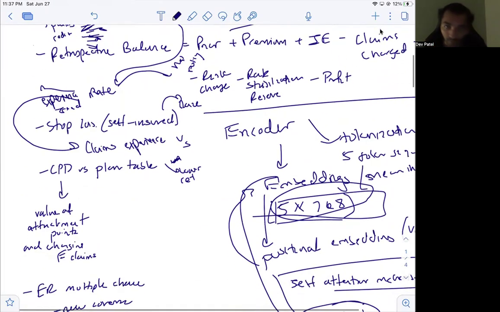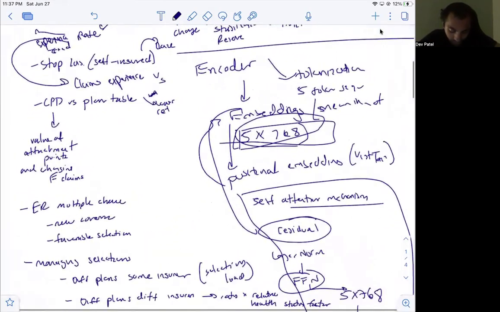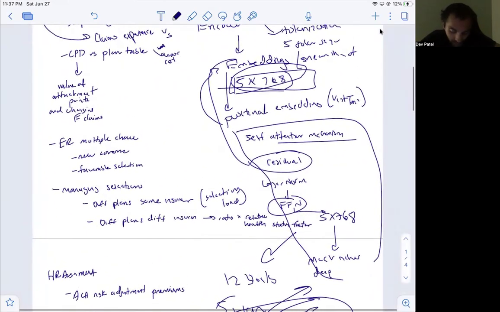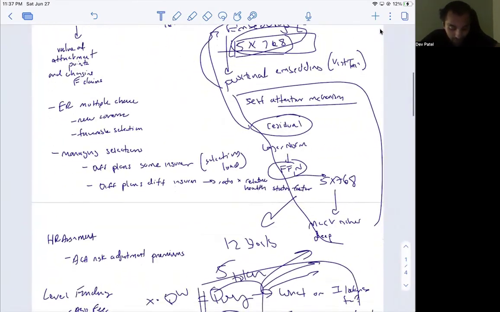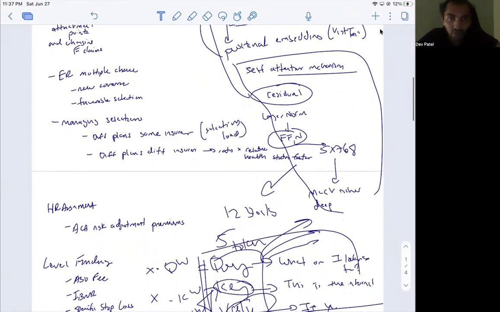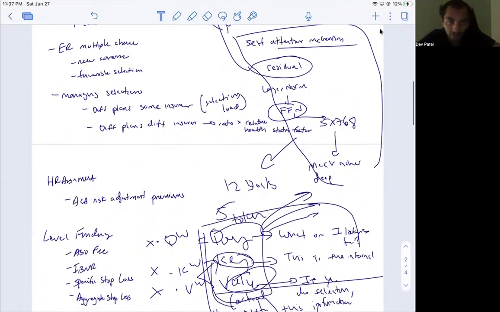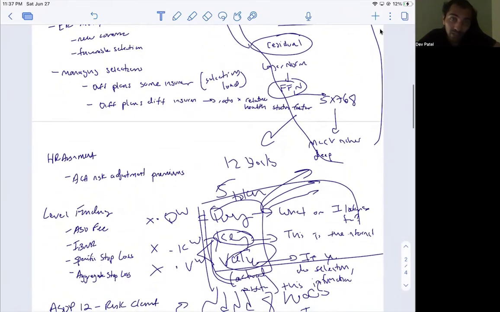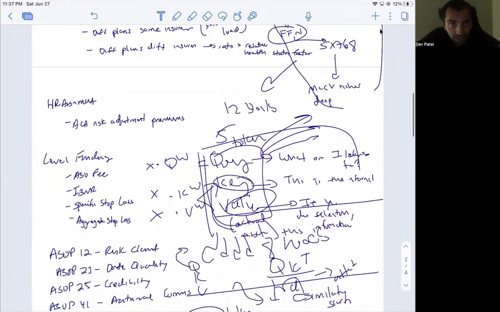CPD versus plan table. Whenever you're trying to get the value of attachment points, use CPD instead of the plan table. ER multiple choice: we have favorable selection, inertia, not knowing about these different plan provisions could influence their selection, mandating selection. So if it's different plans within the same insurer, then use the selection load. But if it's different plans and different insurers, then you use the multiplicative factor with the relative health status.